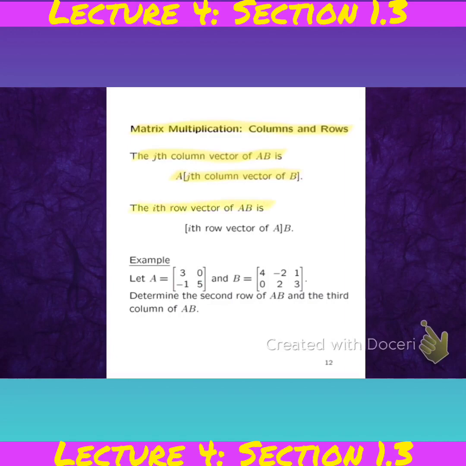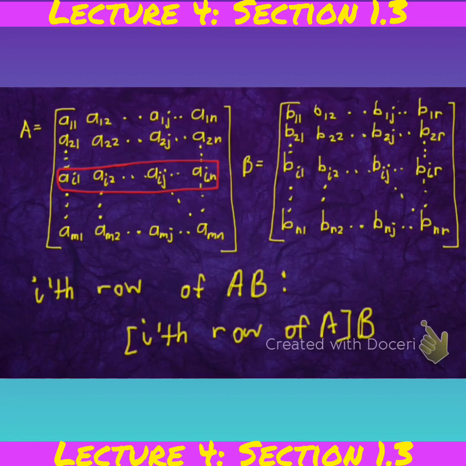Going back, if we're interested in the ith row of A times B, we basically just take the ith row vector of A and we multiply that with the matrix B. And why is that again? Take the ith row of A times B, and that is given by the ith row of A dotted with the whole of the matrix B. So you pinpoint the ith row of A, and then you run through all your columns of B.